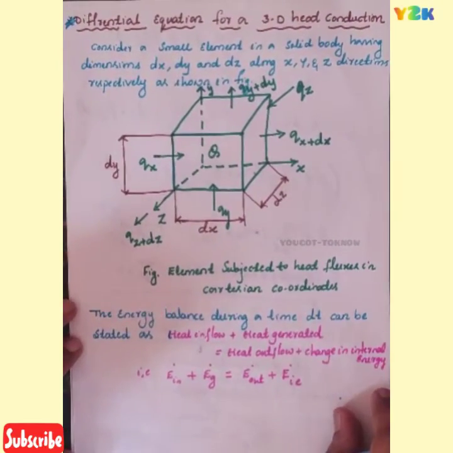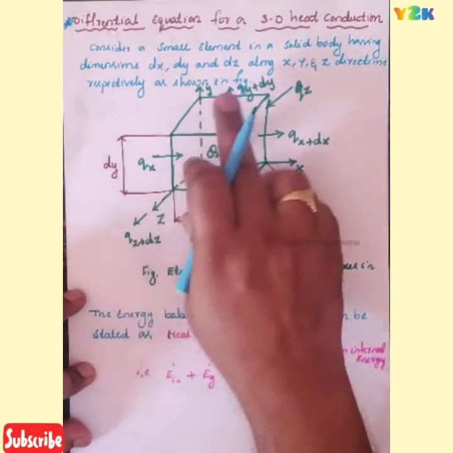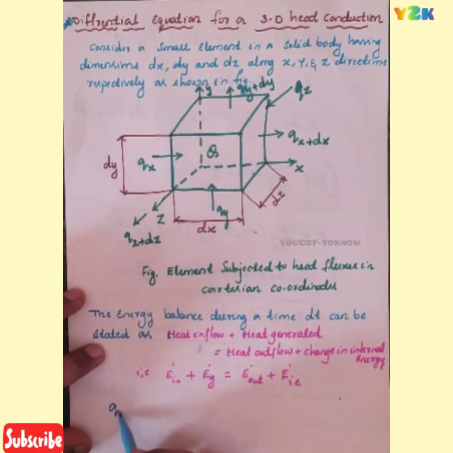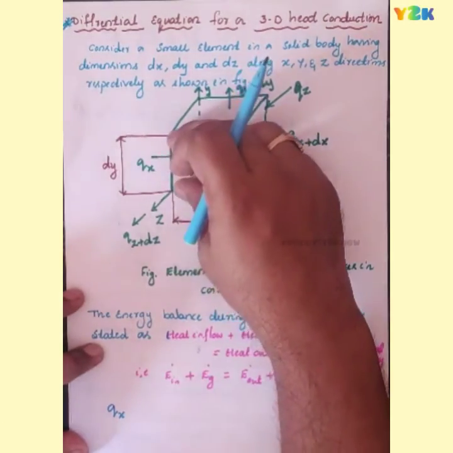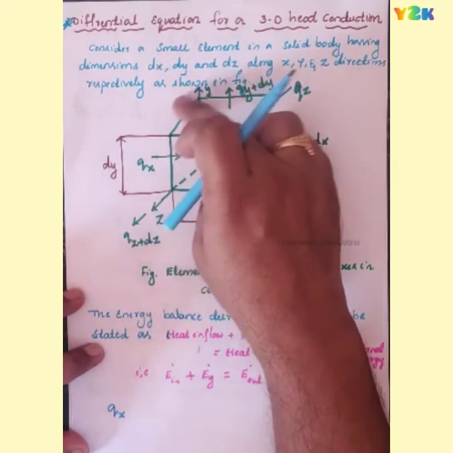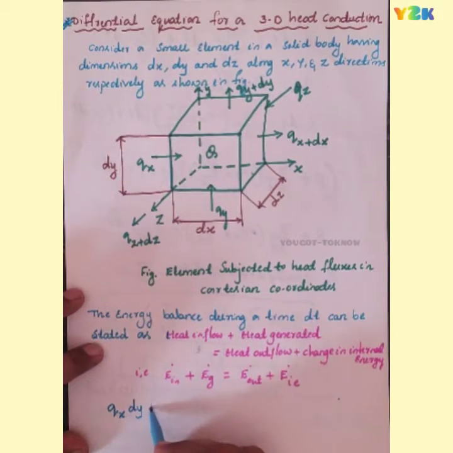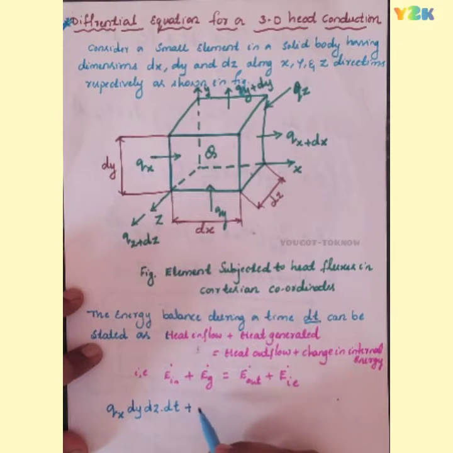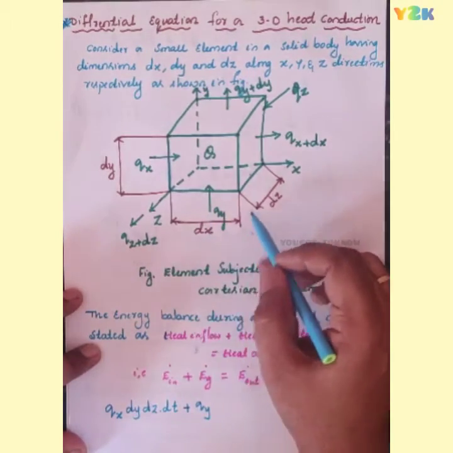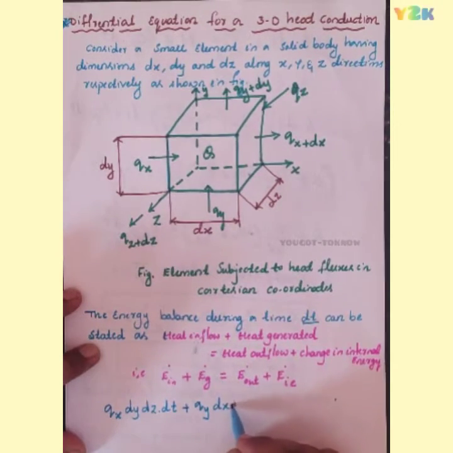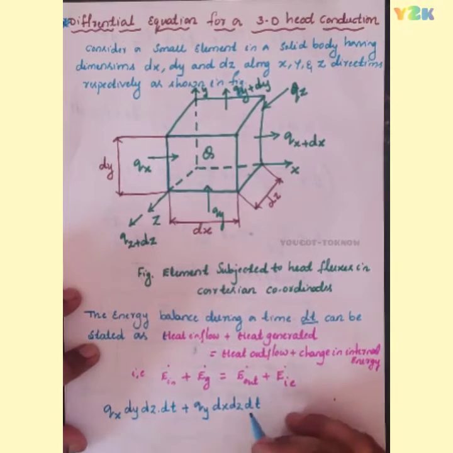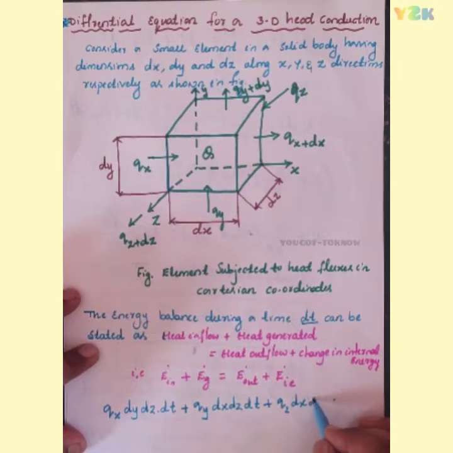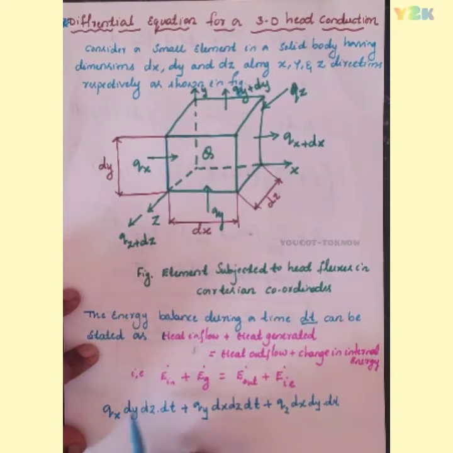If you consider it, we know what the inflow heat is. Inflow heat is qx, qy and qz. Now what is the inflow? qx into the area, dy into dz, that means this boundary, dy into dz into dt, with respect to time. Plus, that is with respect to the x direction. Similarly, repeat it for the y direction: qy into dx into dz into dt. Plus the z direction, qz into dx into dy into dt. Now these are all heat inflow.